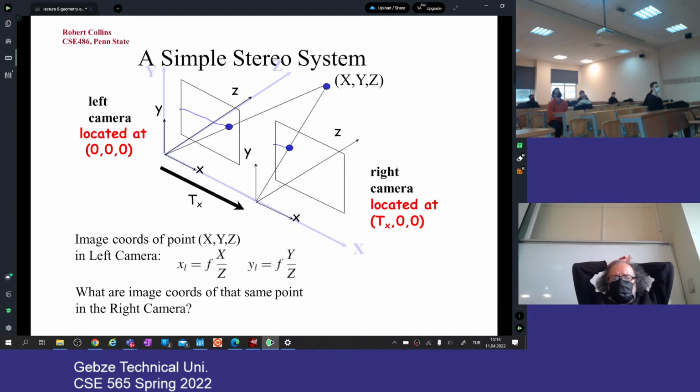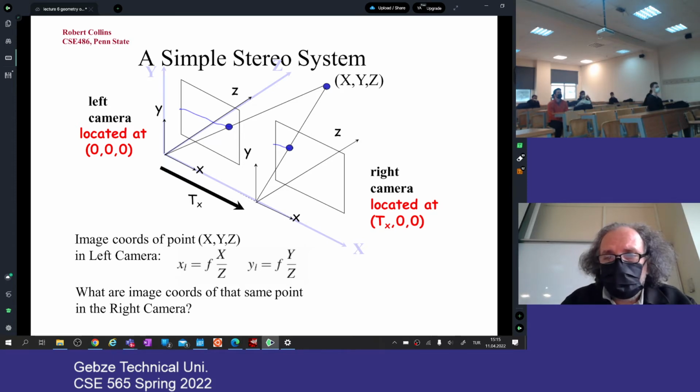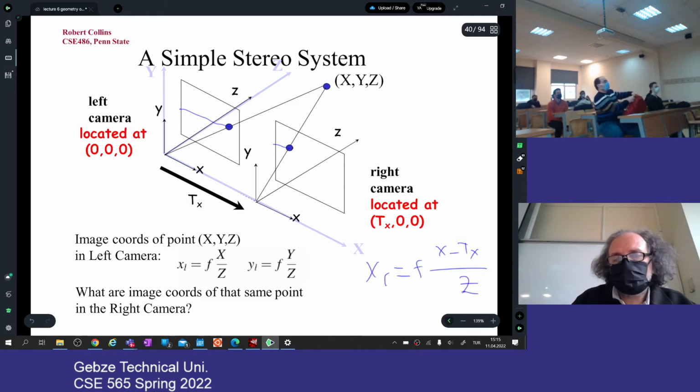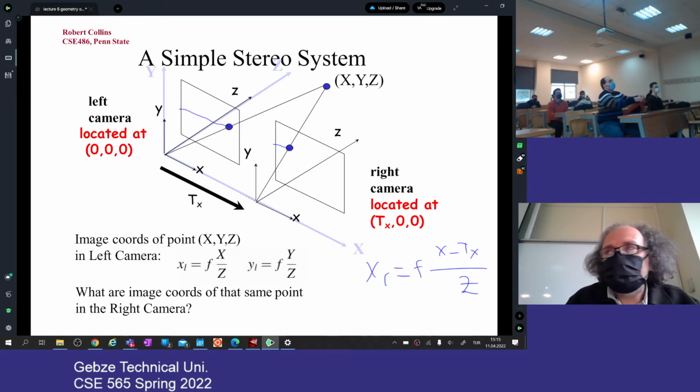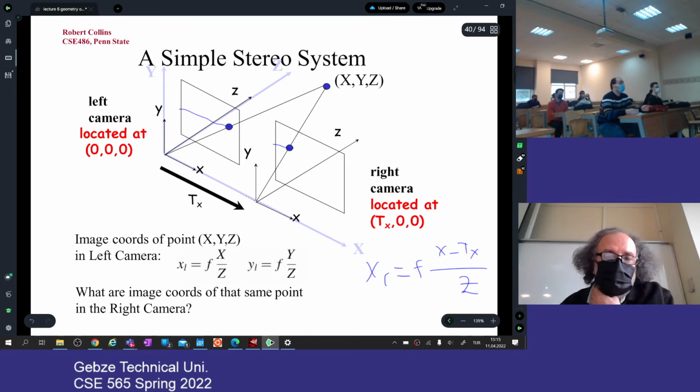If this camera is shifted by tx, that means that all of my points in the real world are shifted by tx as well. So if I subtract this tx from all of my x values, then I can write the same thing for the right image. So for the xr, I can say f times (x minus tx) over z, right? For the yr, it will be exactly the same thing because my y's are the same. They don't change. So I have a formula for xl and I have a formula for xr.